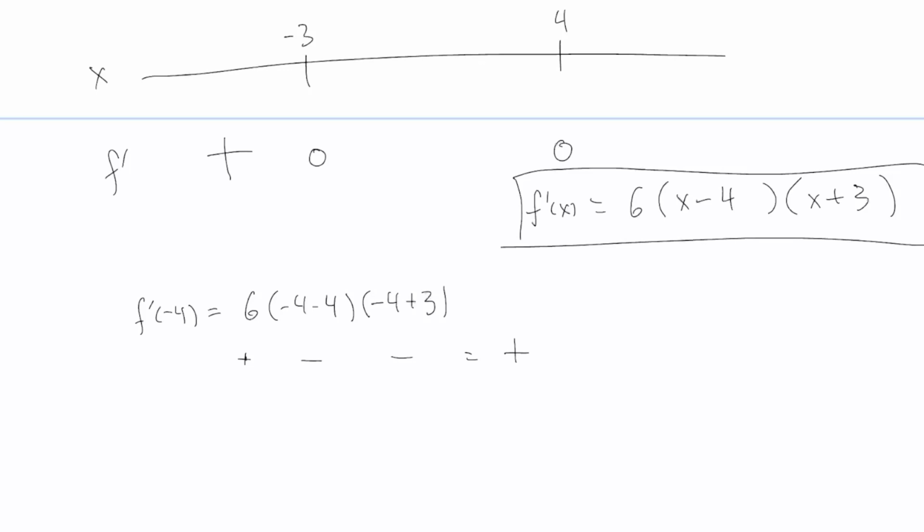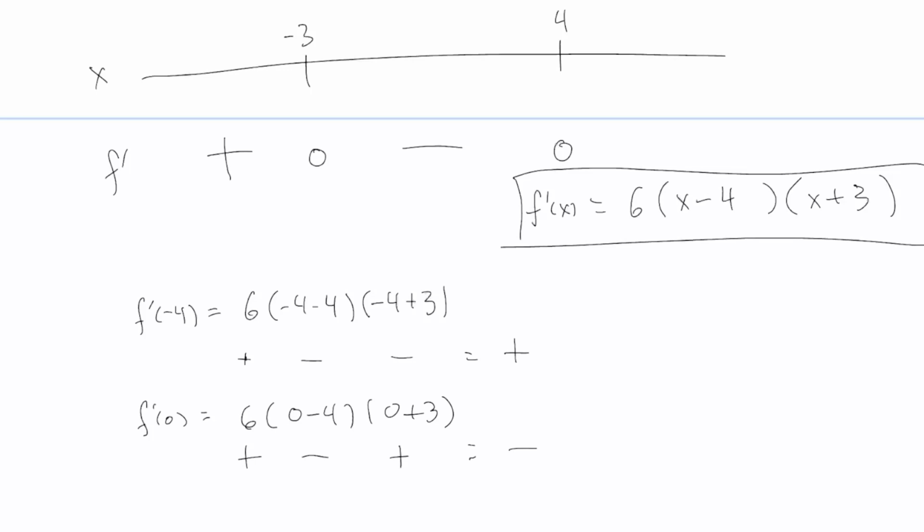In the middle, choose a number between negative 3 and 4. I will choose 0. So I plug in: f prime of 0 is 6 times (0 minus 4) times (0 plus 3). That's a positive, a negative, a positive. So this is negative. Negative in the middle.